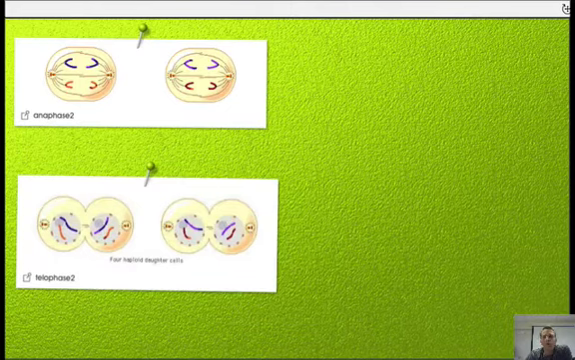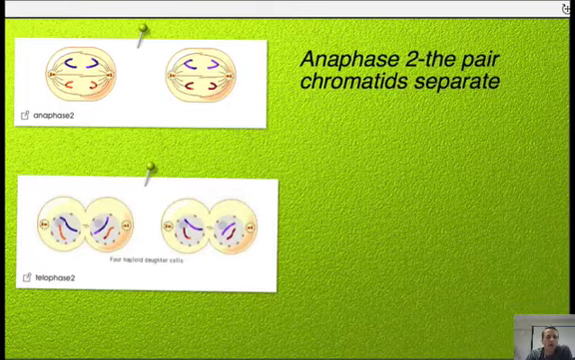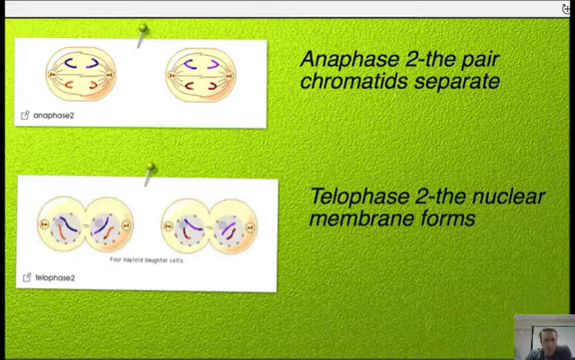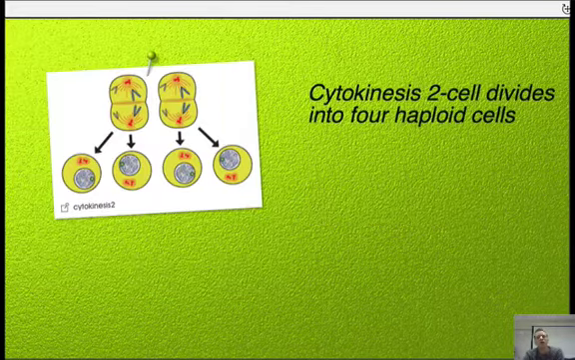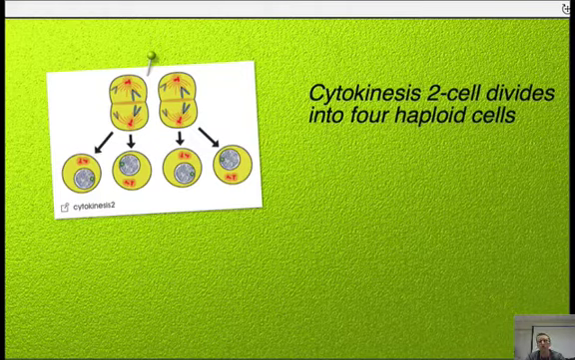Now moving on to anaphase and telophase 2. In anaphase 2, the pair of chromatids separate and are moved toward opposite poles, as you can see there. And then in telophase 2, the nuclear membrane reforms once again. But notice now in telophase 2 how it's starting to divide into 4 cells instead of 2, because we're in meiosis 2. And finally, towards the end, you have cytokinesis 2. Once again, cytokinesis is just the splitting of the cell. But remember, meiosis 2 ends in 4 haploid cells, whereas meiosis 1 ended in 2. So in cytokinesis 2, you get 4 haploid cells as the end result.